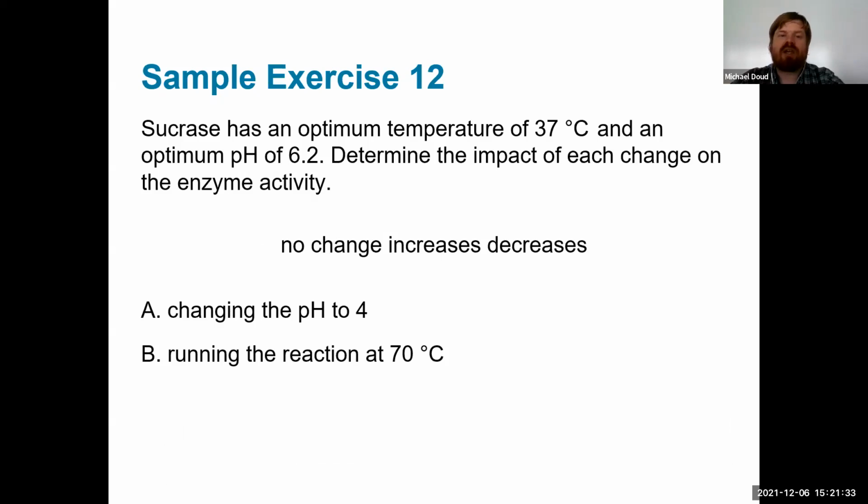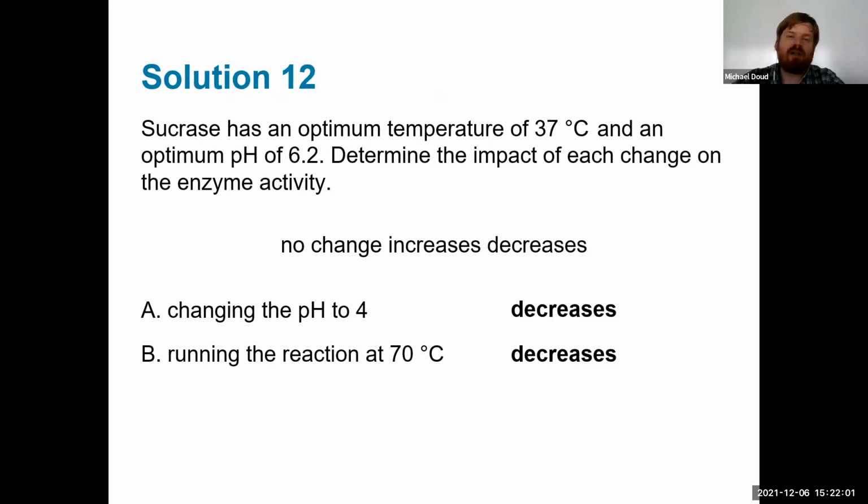Okay, so here we go. This is a sample exercise, so make sure you read this and try to come up with the answer. Sucrase has an optimum temperature of 37 degrees Celsius and an optimum pH of 6.2. Determine the impact of each change on the enzyme activity: no change, increases, or decreases. What happens if you change the pH to 4? And what happens if you run the reaction at 70 degrees Celsius? Pause the video, and when you come back, we'll take a look at the answer.